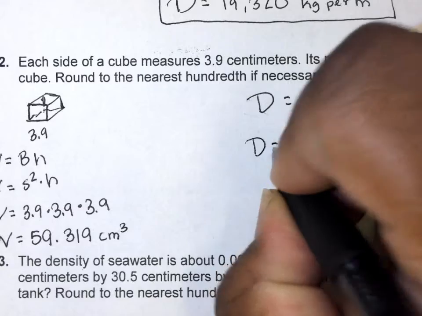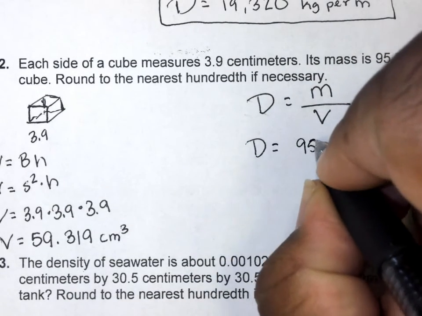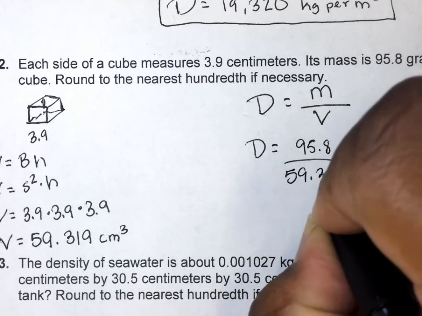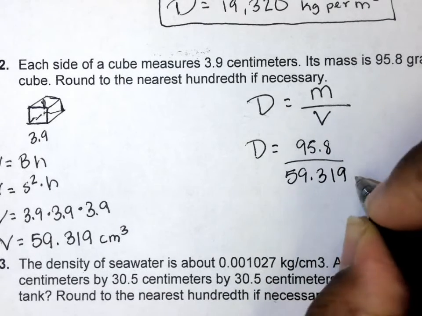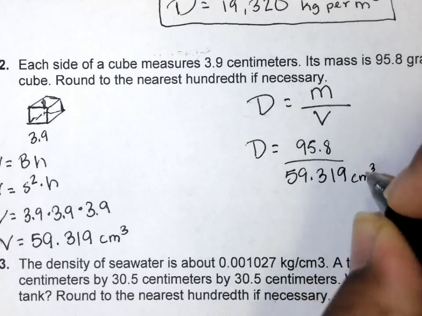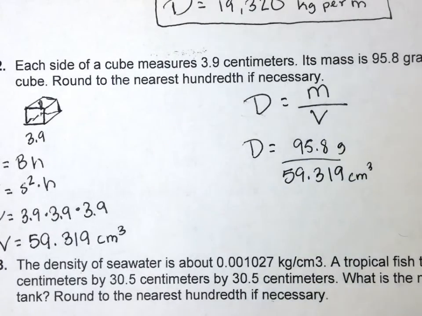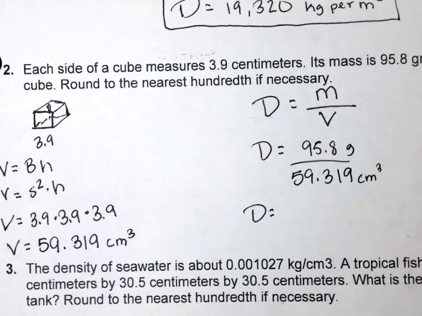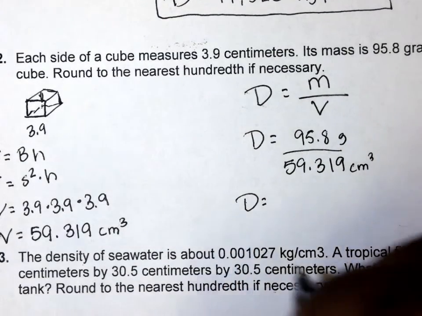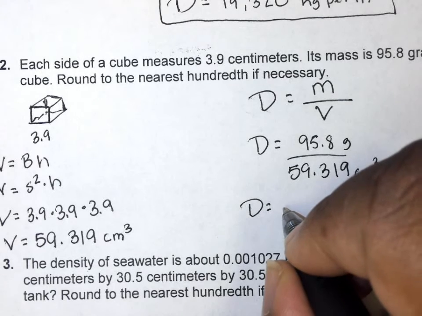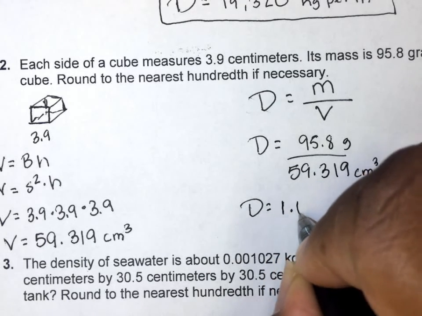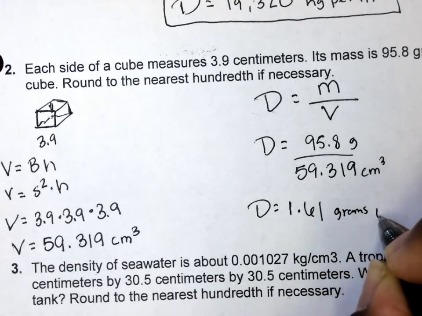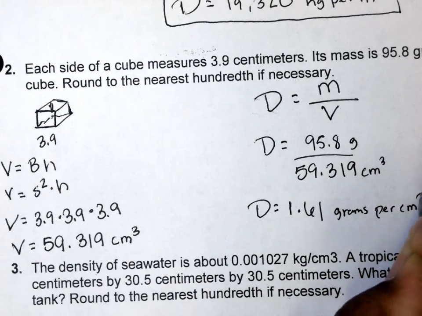So D equals our mass, which was 95.8, over our volume, which is 59.319 centimeters cubed. This was grams. Density equals what, to the nearest hundredths? 1.61 grams per centimeters cubed.